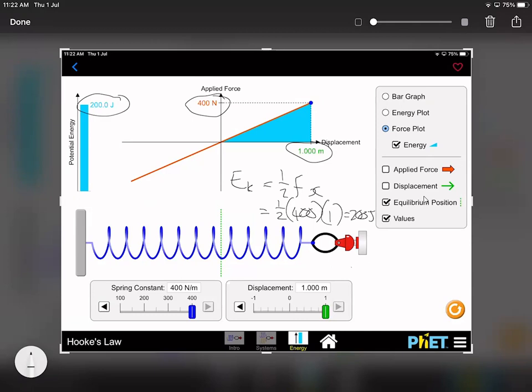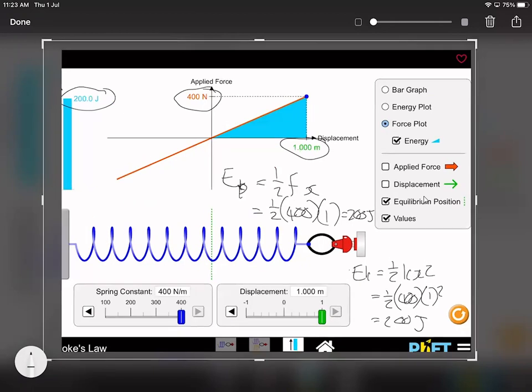And I'll get the same answer if I use a half k x squared, which gives me a half of k, which is 400, times 1 squared, which is again 200 joules. So you have two methods. EP, sorry, potential energy. Everyone happy with that?